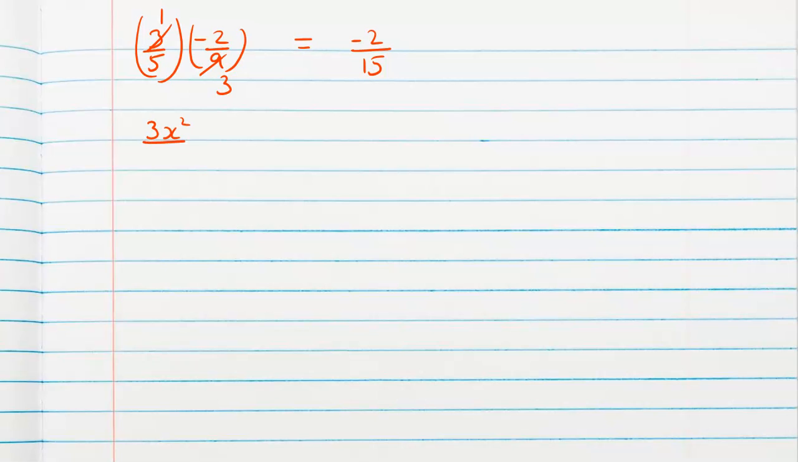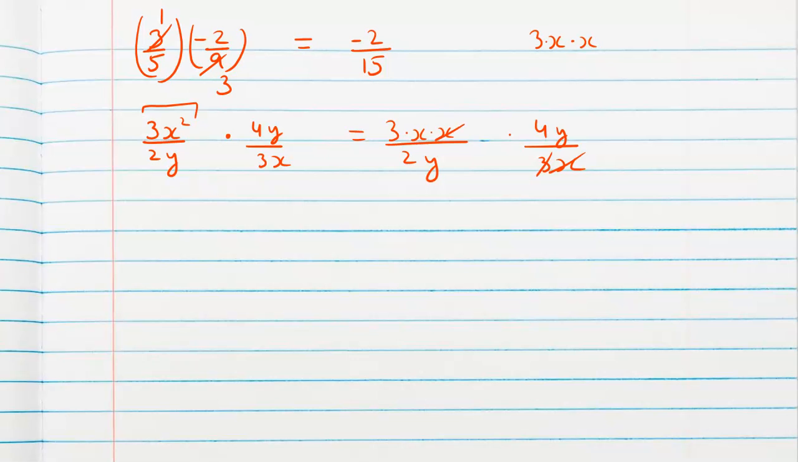Let's say we have 3x squared over 2y times 4y over 3x. Now we can write this term 3x as 3 times x, right? So this is how we will write it now: 3 times x, this is 2y, this is 4y and 3x. Now you can see this x and this x cancel, this 3 and this 3 cancel, this y, 2 times 1 and 2 times 2. So we are left with 2x, this 2 right here and the x, and this is our final answer.